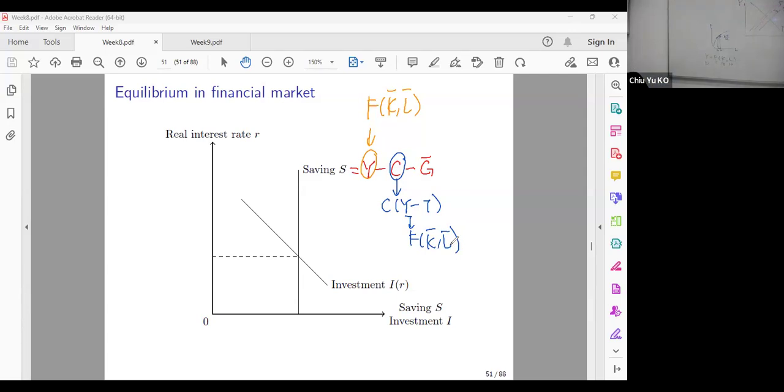Imagine government spends more money, okay? Government may be spending more on welfare or spending more on weapons, which is probably no use. Then what happens is minus G bar, right? So this will shift to the left, right? Minus G, so shift to the left-hand side.